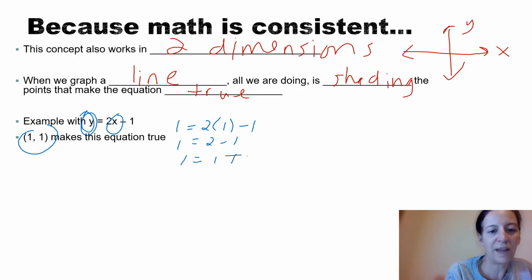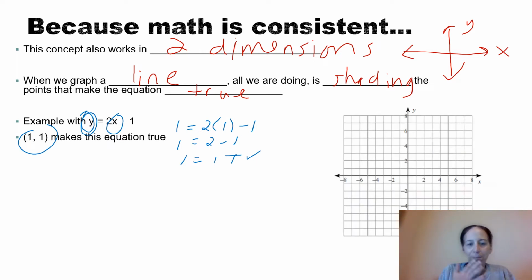Okay, and of course that is a true statement. And what that means is that (1, 1) is a solution to that equation. Just like you can check your answers to, say, a quadratic equation by plugging the values back in to see if it makes the equation true, it works when you have an x and a y as well, because math is consistent.